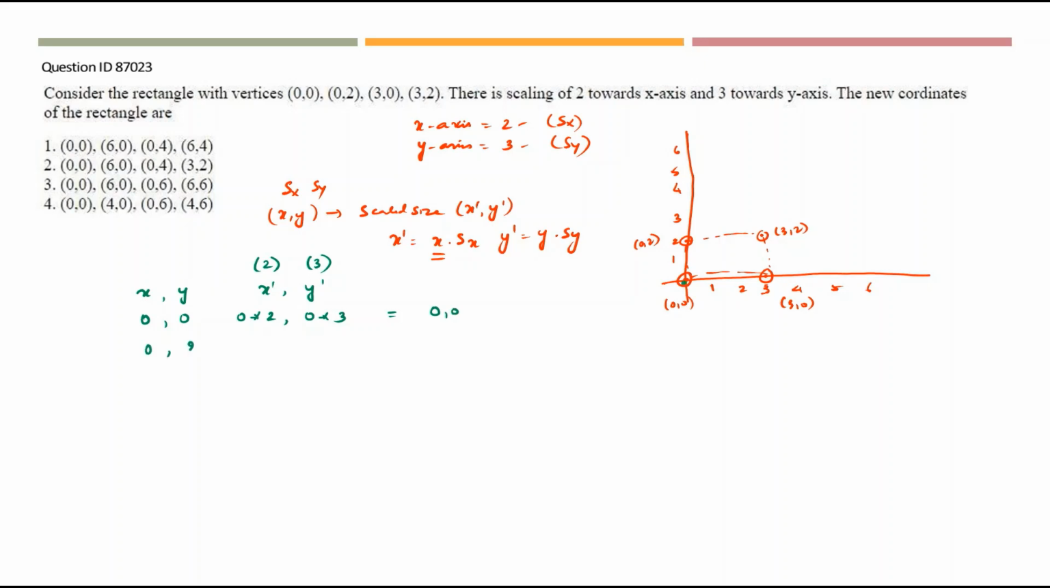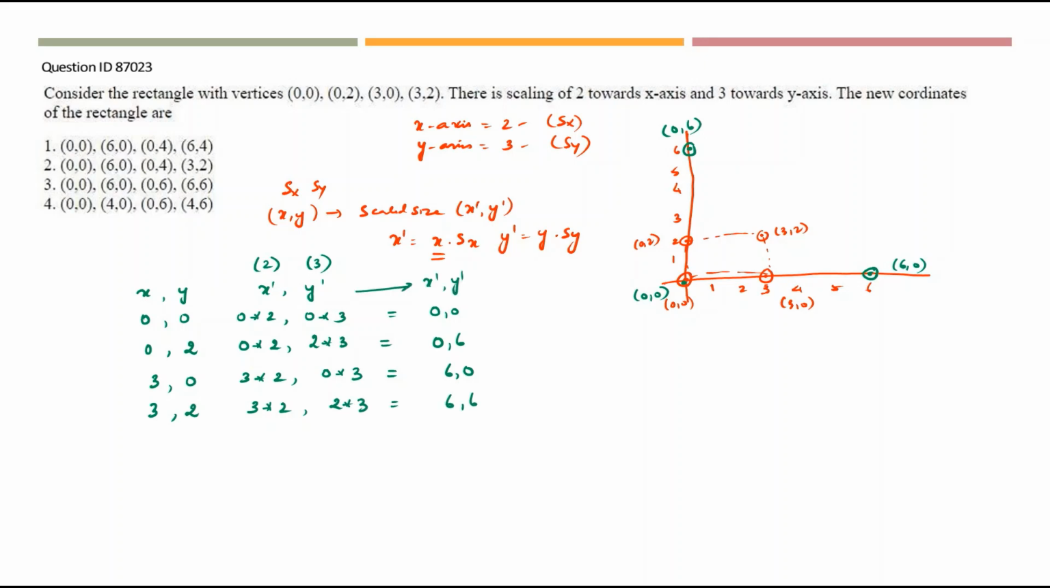0 comma 2. 0 into 2 comma 2 into 3. This will give 0 comma 6. Then we have 3 comma 0. 3 into 2 and 0 into 3. This will again give 6 comma 0. Next we have 3 comma 2. 3 into 2 and 2 into 3. This will be 6 comma 6. So the coordinates will be 0 comma 0, 0 comma 6, 6 comma 0, 6 comma 6.